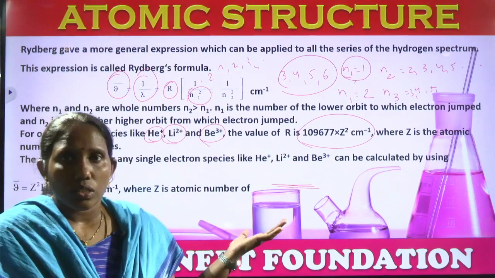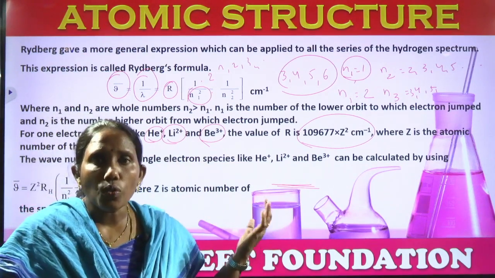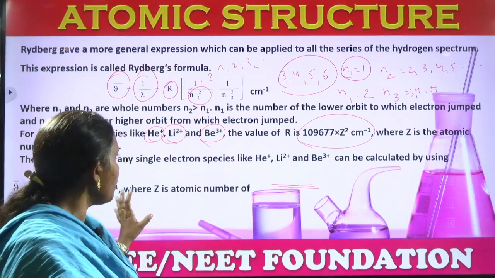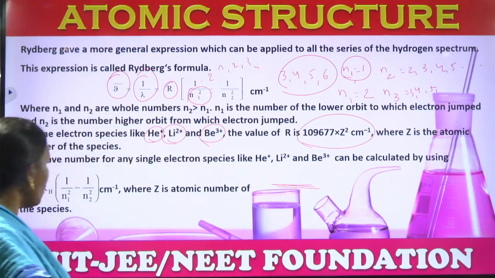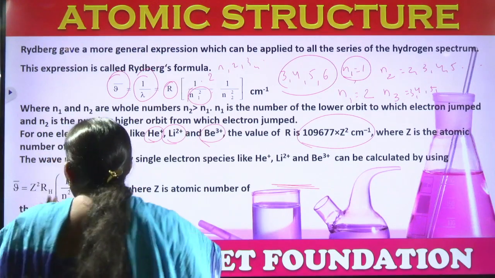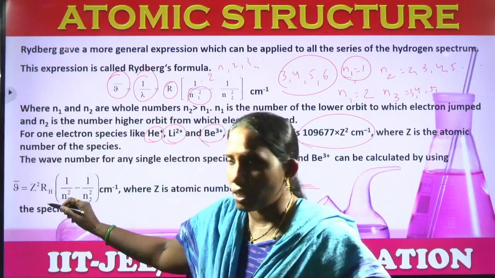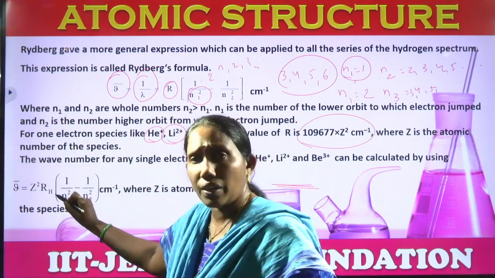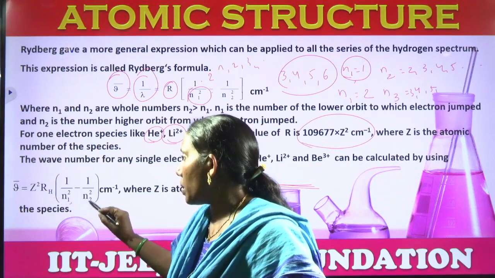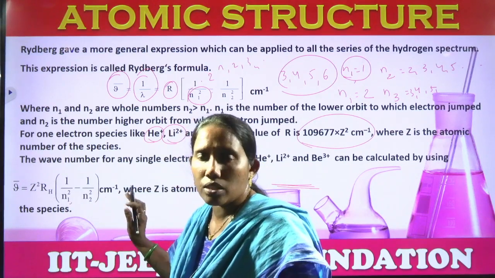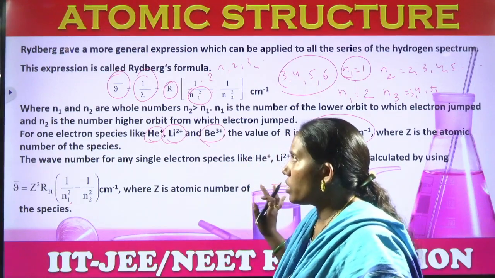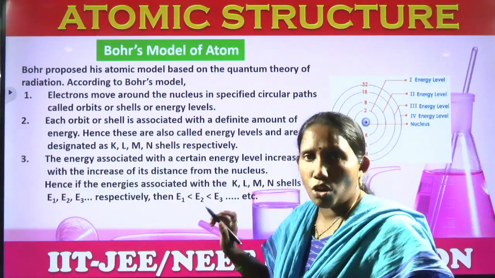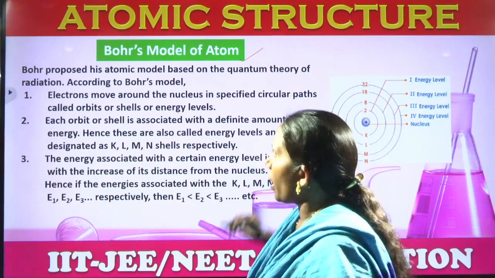So the overall formula for the calculation of Rydberg's wavelength or wave number is nu bar equal to Z square into RH, where RH means the Rydberg constant value for hydrogen, 1 by n1 square minus 1 by n2 square, centimeter inverse. Okay, this is about the hydrogen spectrum. Let's see our next topic, Bohr's model of atom.